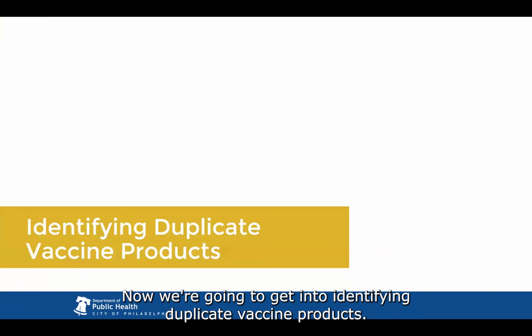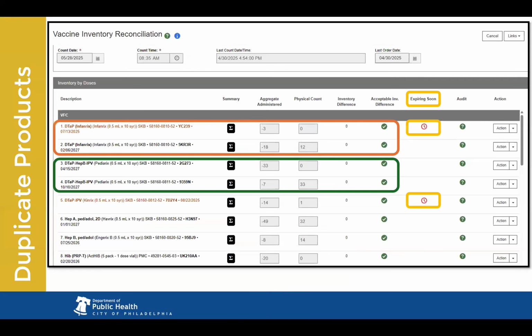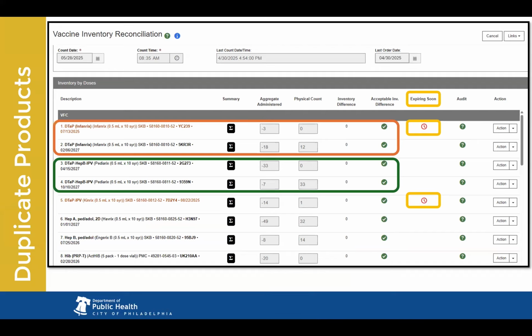Now we're going to get into identifying duplicate vaccine products. This is also going to take a little bit of time. So starting with the first 2 line items, we have DTaP, and the product brand, as you can see, is Infanrix. So that's what we're going to focus on. We're not looking at the lot number. We're not looking at the expiration date or the NDC. We're looking at the brand name of the vaccine product.